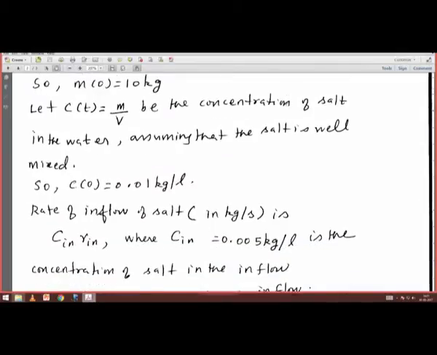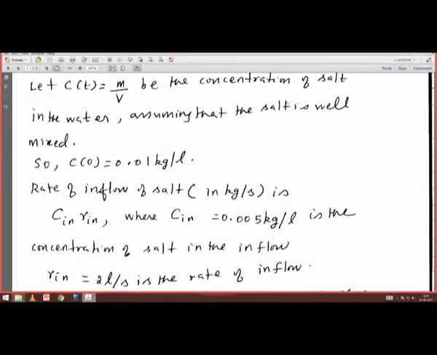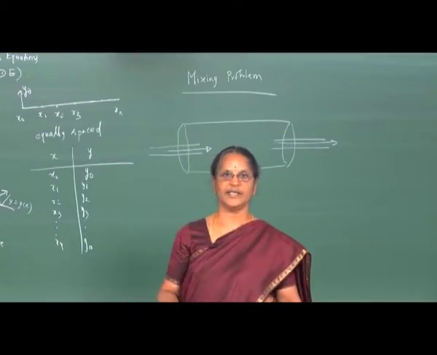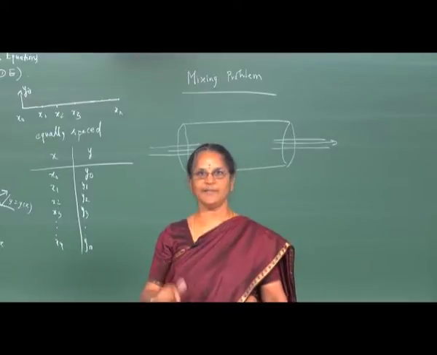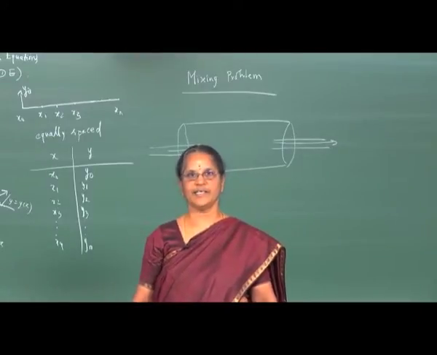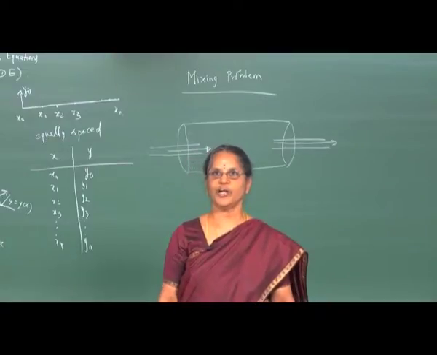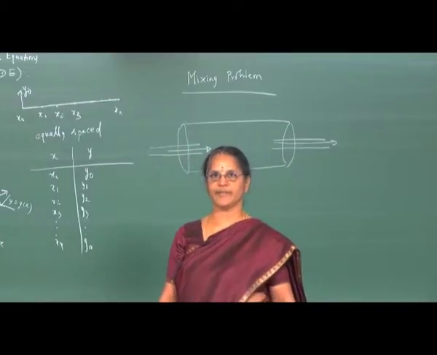And do we have knowledge of the concentration at time t equal to 0? Yes, we have. In 1000 liters of water, 10 kilograms of salt is dissolved. Initially the tank contains this solution, and therefore C at time t equal to 0 is 10 by 1000, and that is going to be 0.01 kilograms per liter.